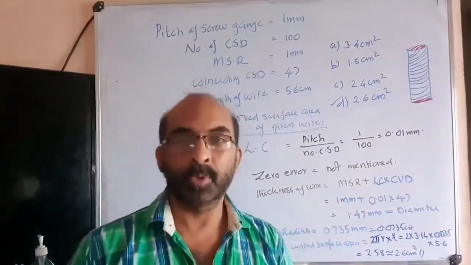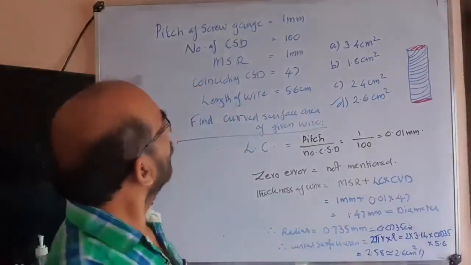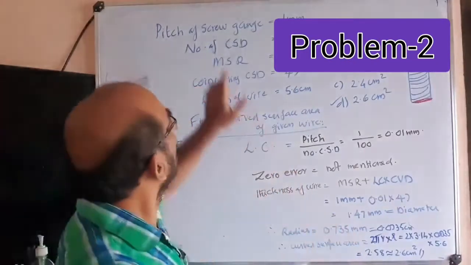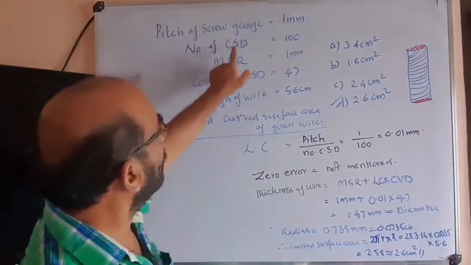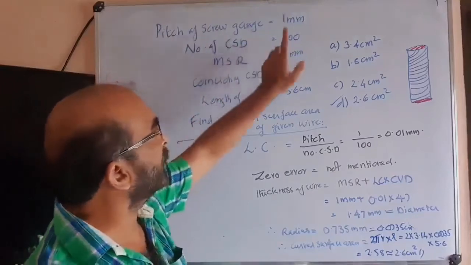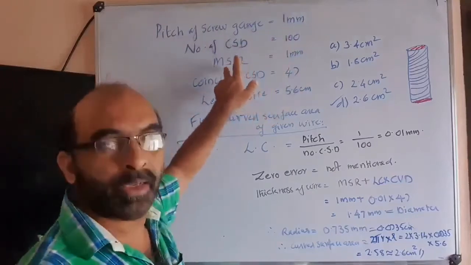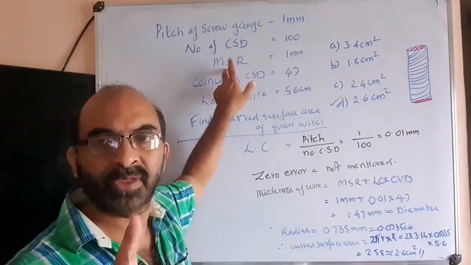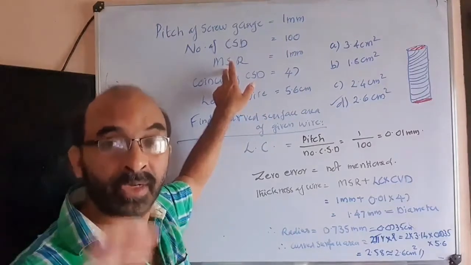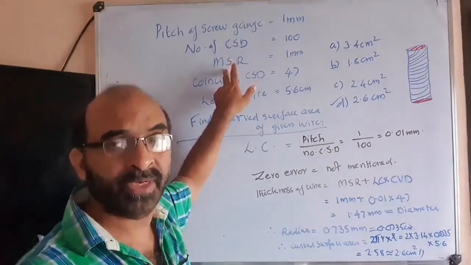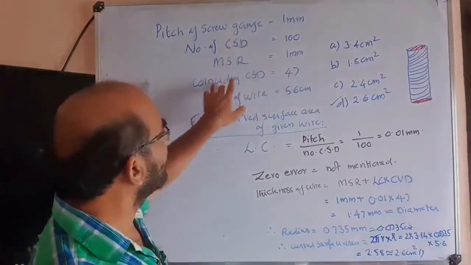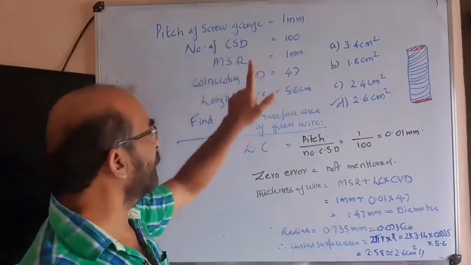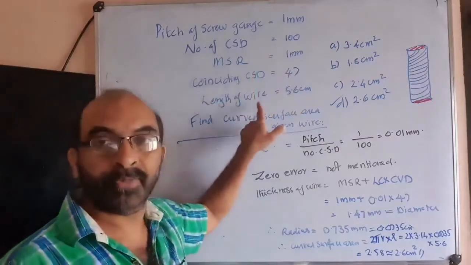Hi. The next problem. See, the question is like this. Again, pitch of the screw gauge 1 millimeter. Number of circular scale divisions 100. Then only one main scale reading is given in the question. Means zero error calculation is not at all involved. There is nothing mentioned about it. Main scale reading 1 millimeter. Coinciding circular scale division 47.